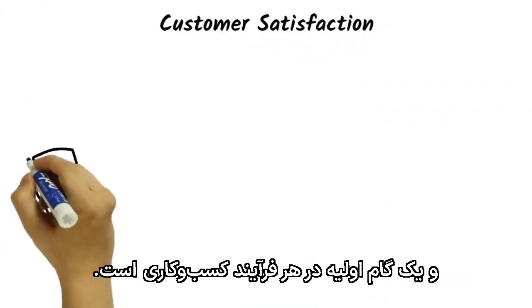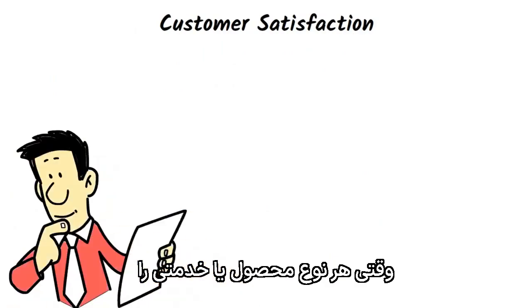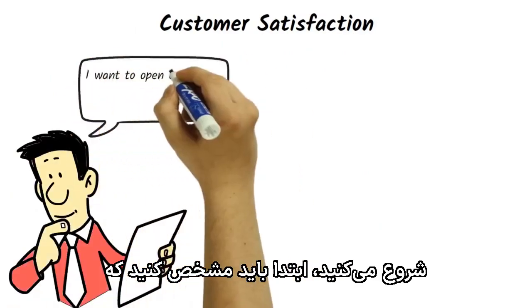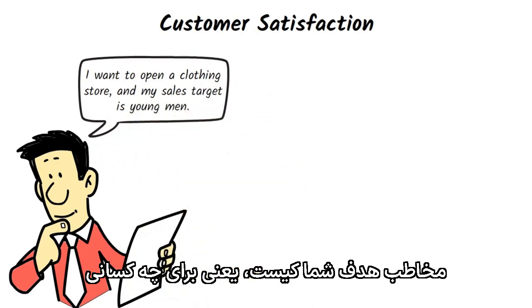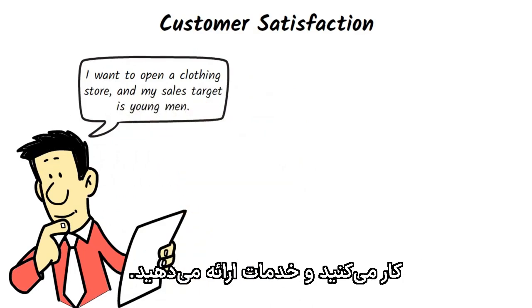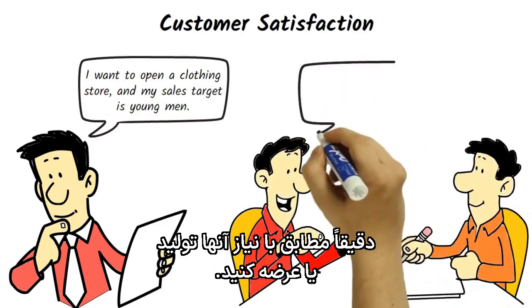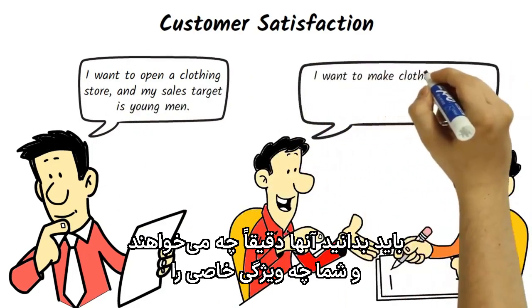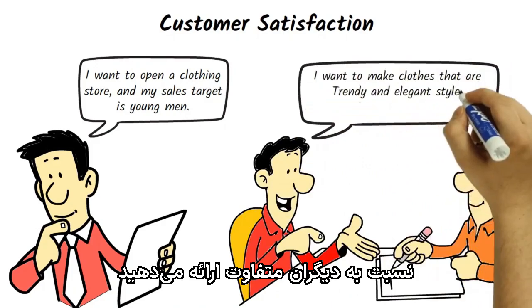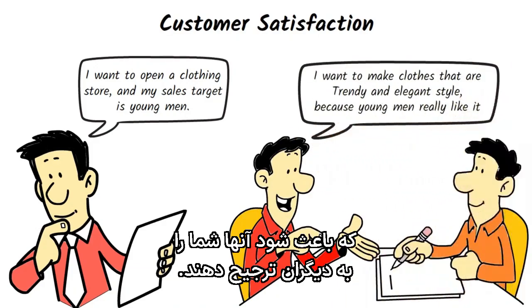Let us start. What is customer satisfaction? This is a very important term and initial step in any business process. When you start any type of product or service, you first decide who your targeted audience is, for whom you are working and giving services. Once you identify your audience, then you have to produce your goods or services according to their need, what they exactly want, and what specific feature you are providing differently from others so that they choose you over others.